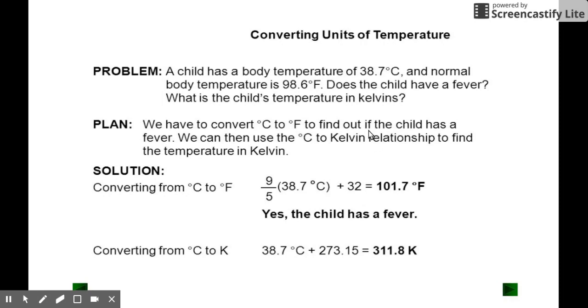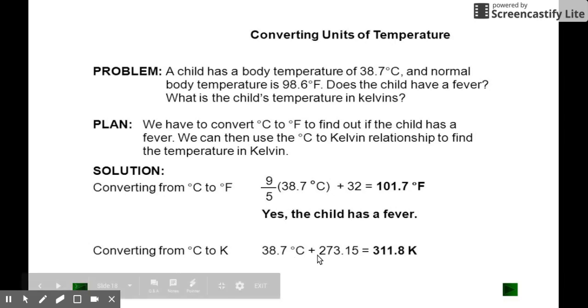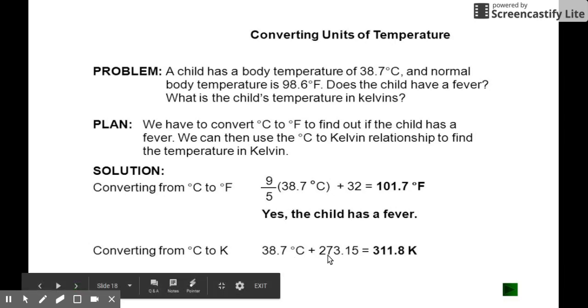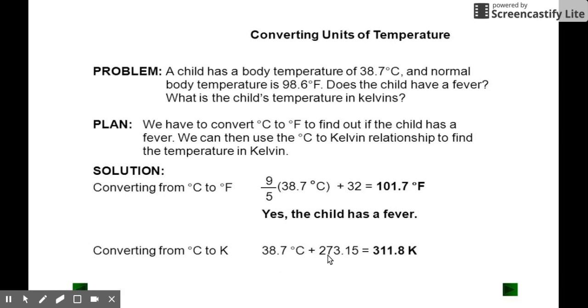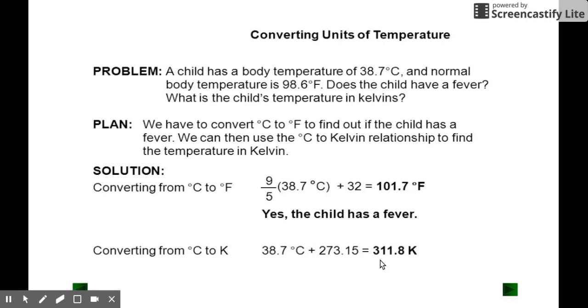Since it is higher than the normal of 98.6 degrees Fahrenheit, we can conclude that indeed the child has a fever. And the second question, what is the child's temperature in kelvins? We just begin with the Celsius because this is the child's temperature, and then we add 273, or sometimes if you want to be exact, you can add 0.15 to it. Either of that is correct. So 38.7 plus 273.15, you get 311.8 Kelvin. So these two are the answers for this particular problem.